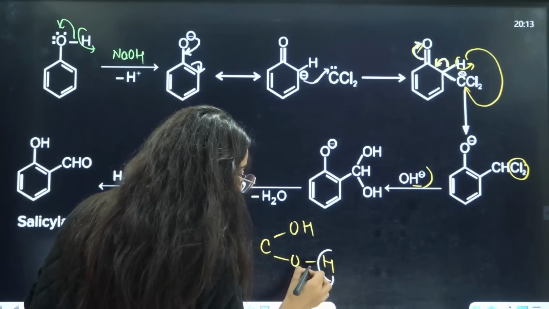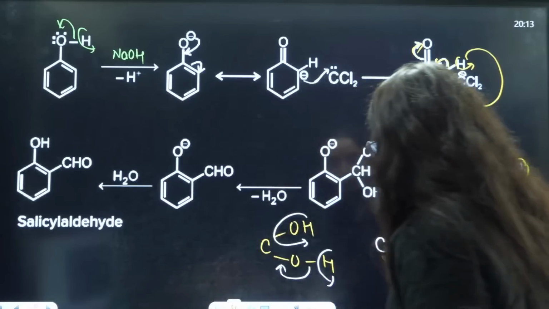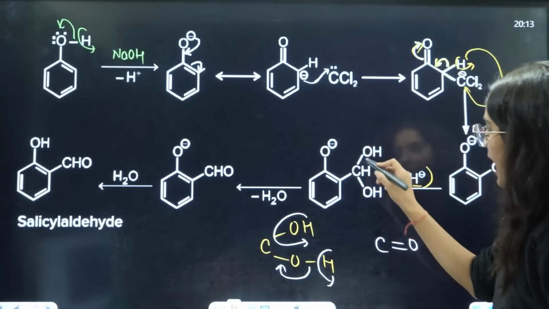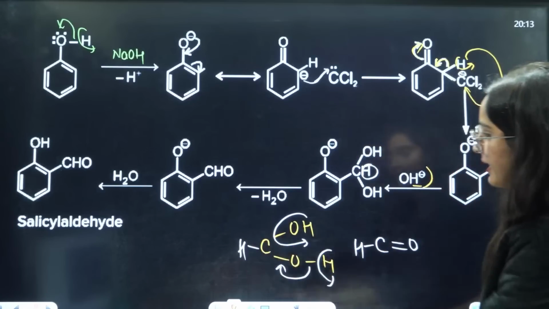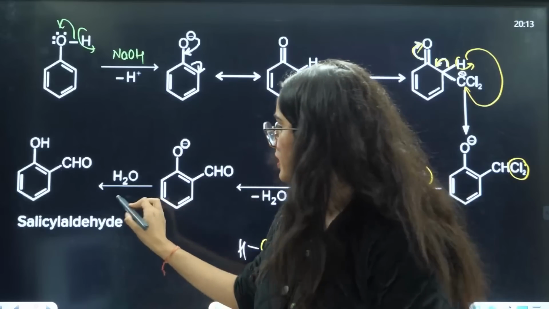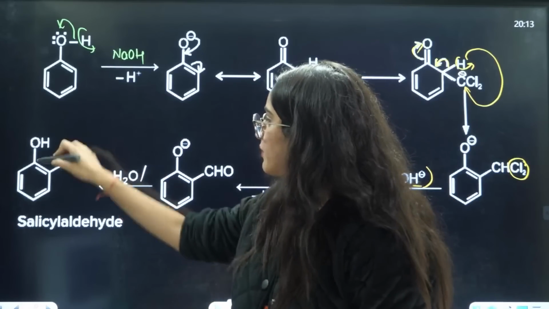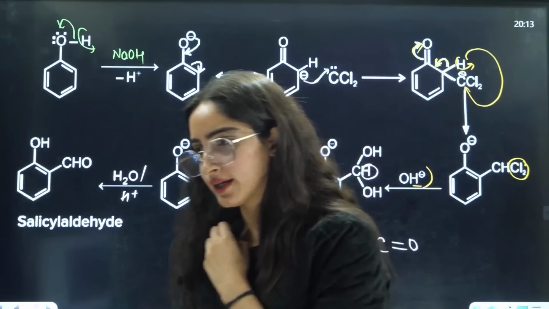H will be eliminated, this bond will shift here, OH will be eliminated, hence you will have the formation of C double bond O, and H is already present here, right? So aldehydic group will be formed, and just after that add just H positive here, right? Okay, and you will get the formation of salicylaldehyde. Okay, got it? Yes.